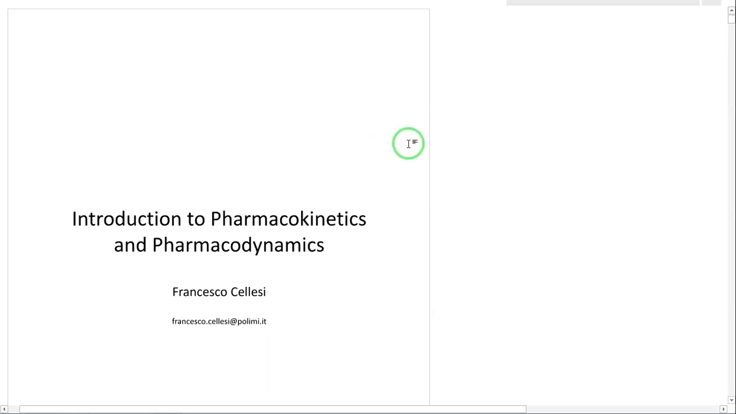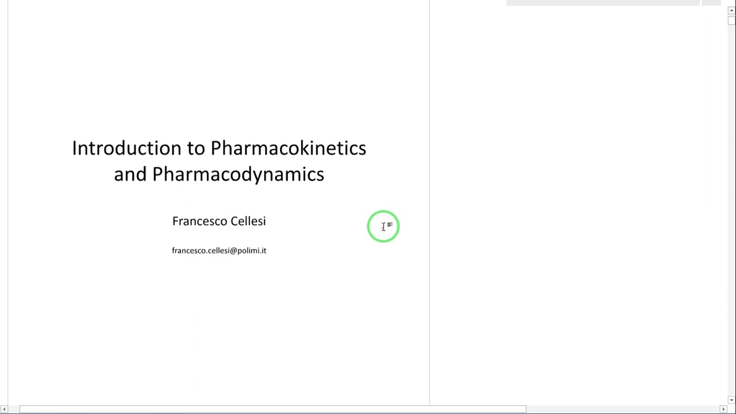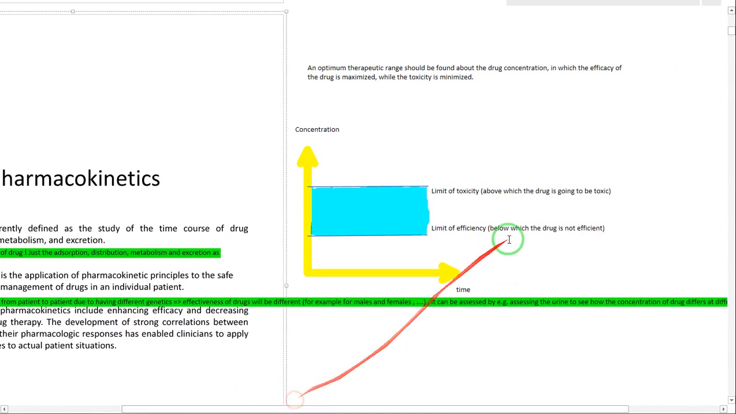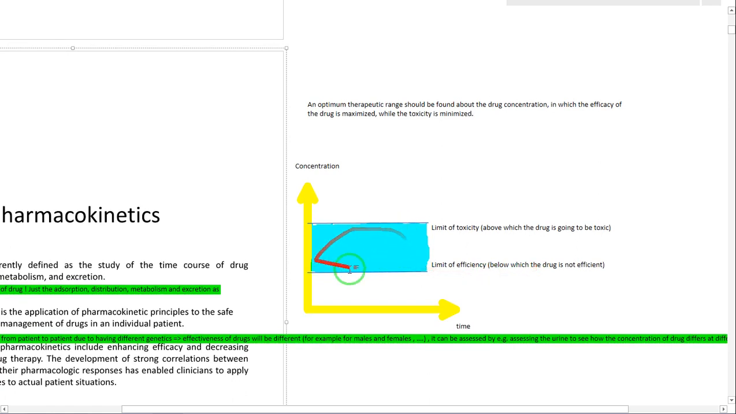Hi everybody. In this series of videos we want to talk about the pharmacokinetics and pharmacodynamics of the drugs which are administered within the body. When we administer the drugs in the body, we are looking for an optimum window in which the drug has its maximum efficiency but its minimum toxicity.